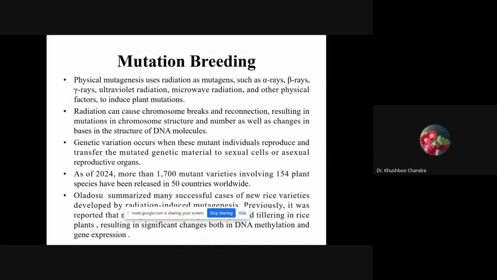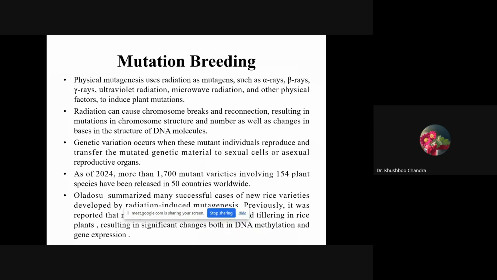So now coming to the mutation breeding part, as I told you, we have so many varieties that we have also recovered through natural mutation breeding. But another thing is that mutation breeding creates genetic variation, and that depends upon the rate of frequency.